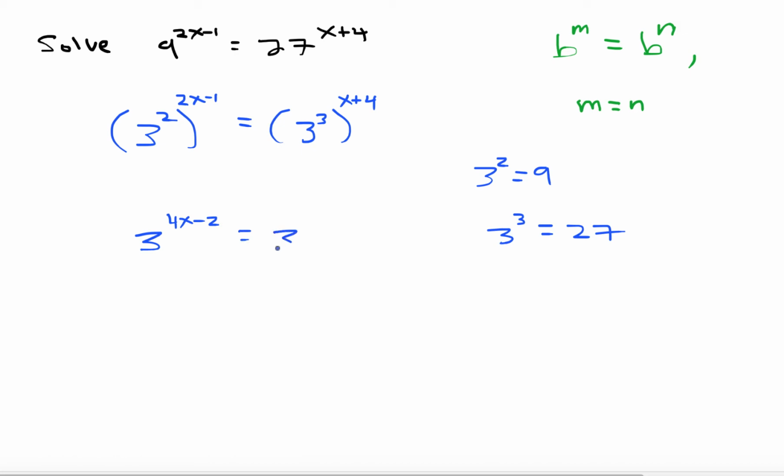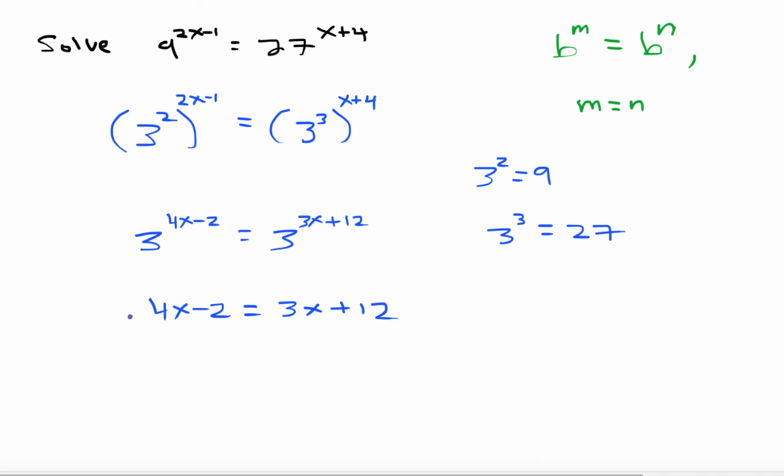What are we going to get on the right side here? When we distribute these properly, we get 3x plus 12 power. And now you notice, well, I have the same base. So if my bases are the same, then what can we conclude? We can conclude that the exponents are the same here, or 4x minus 2 is equal to 3x plus 12.